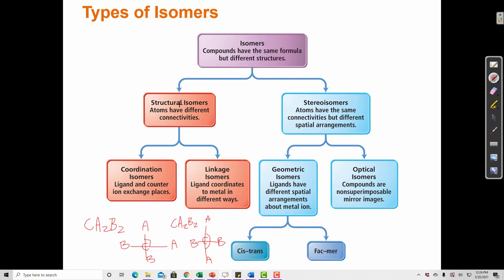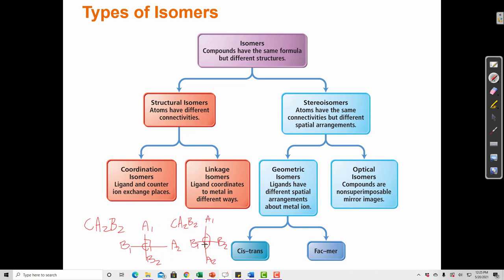So even though these two compounds have the same formula, they also have the same connections, right? We said structural isomers have atoms with different connections. So here, if I were to give these numbers in the same way, let's just call them A1 and A2, B1 and B2, and we call this C1, just so we can indicate which atoms are which. If I were to describe the connections, I would say A1 is bonded to C1, A2 is bonded to C1, B1 is bonded to C1, B2 is bonded to C1. And how would I describe this? I would say A1 is bonded to C1, A2 is bonded to C1, B1 is bonded to C1, and B2 is bonded to C1. So the connectivities between all the atoms are the same. They're all bonded to C1.